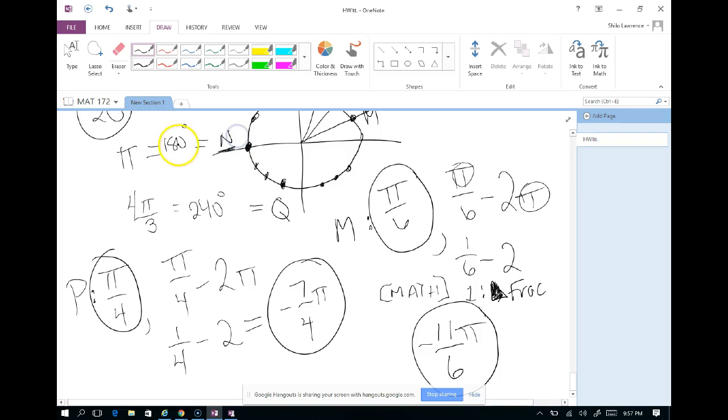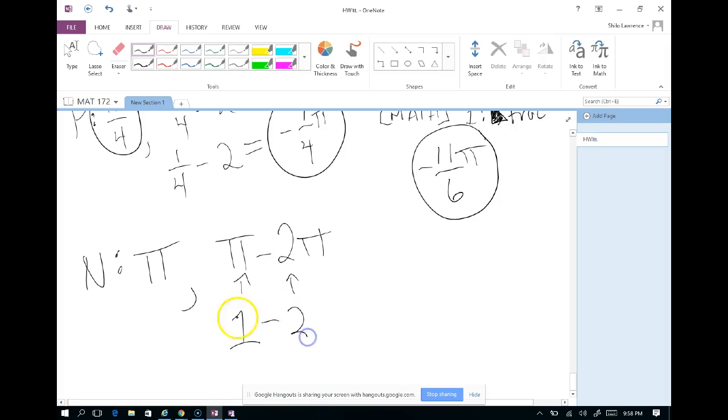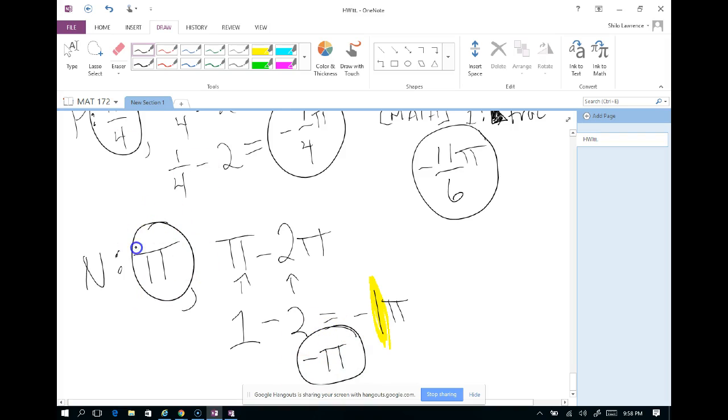Point N was at 180 degrees, and the radian equivalent is pi. The second one is going to be pi minus 2 pi. So think about how many pi's you have in each of these. This is just 1 pi, and this is 2 pi's. So 1 minus 2 is negative 1 pi. We usually do not write coefficients of 1 though, but we do need to keep the negative. So negative pi is the other way we could write that.